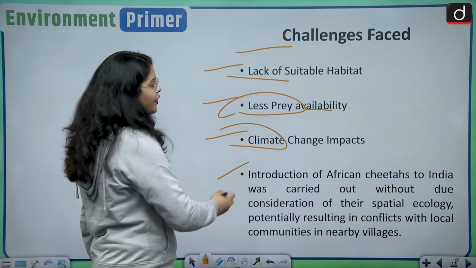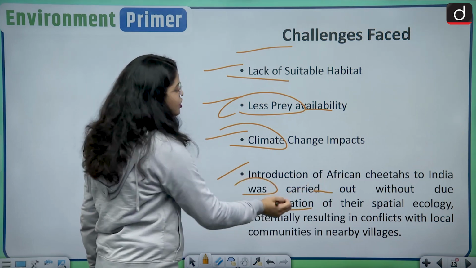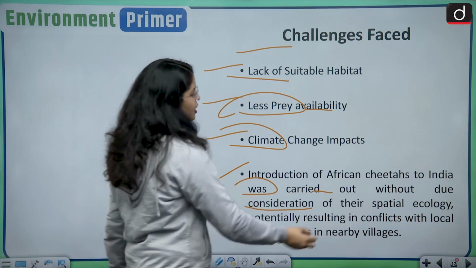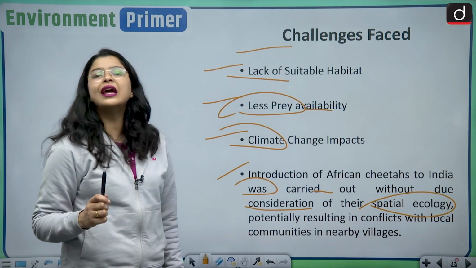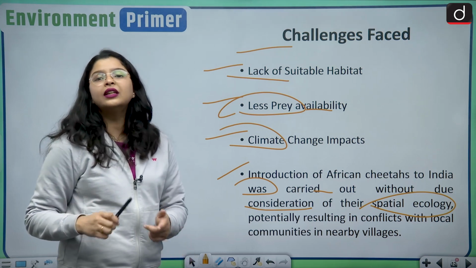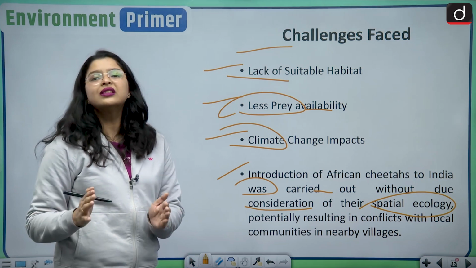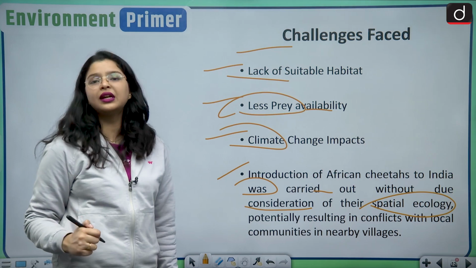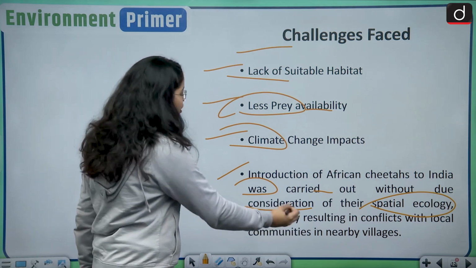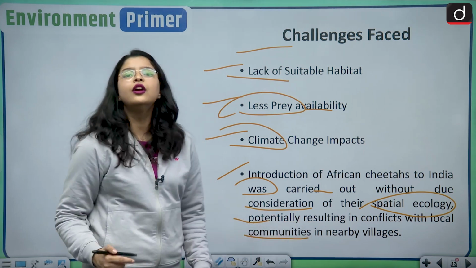Then, introduction of African cheetahs to India was carried out without due consideration of their spatial ecology. This is a very important term, spatial ecology, because the scientists and critics are saying that the government is arrogant in ignorance. They did not consider the spatial ecology of the cheetahs before reintroducing them in India, potentially resulting in conflicts with the local communities in nearby villages.